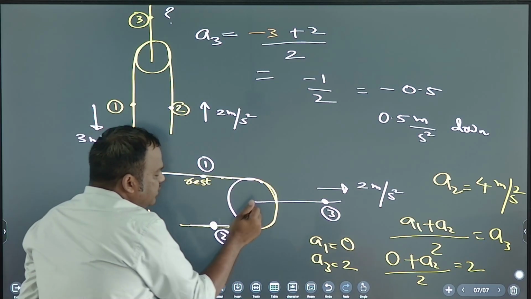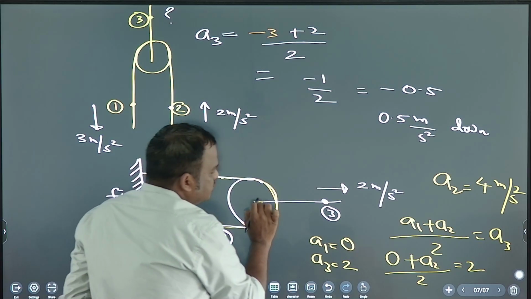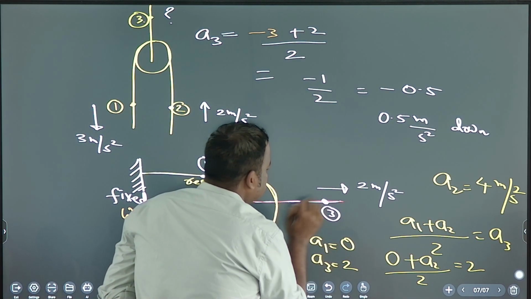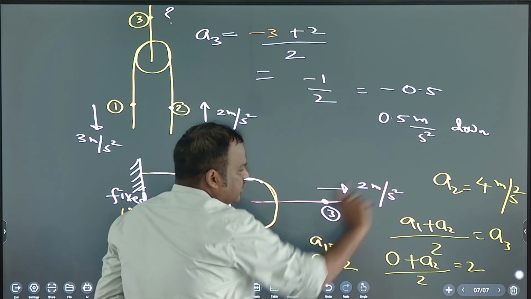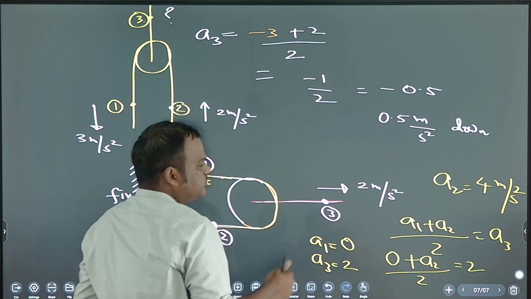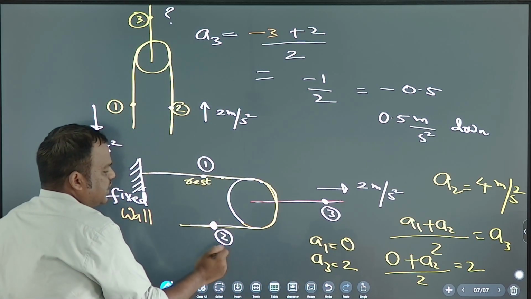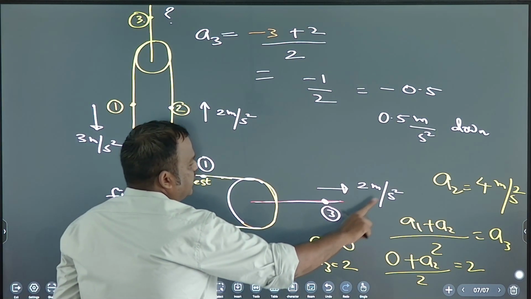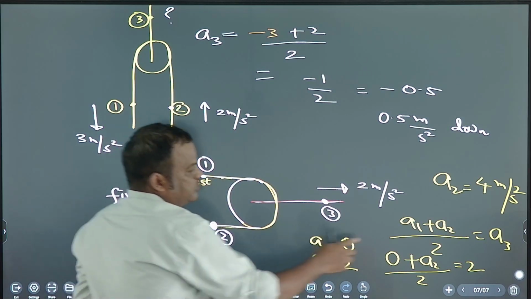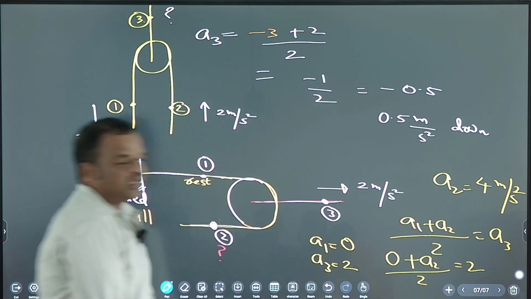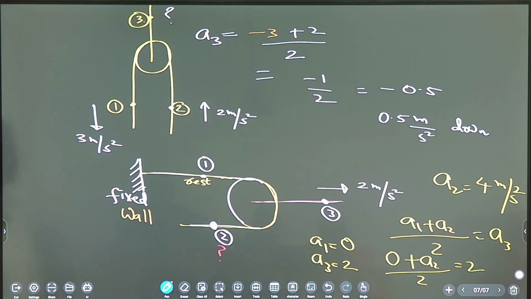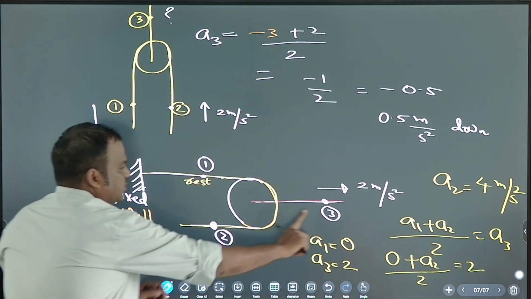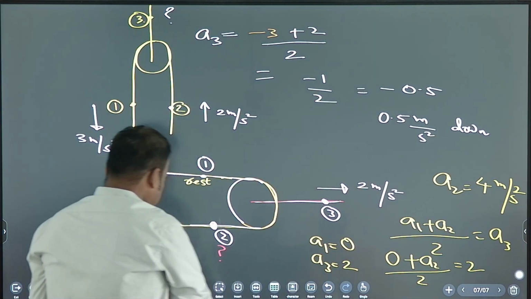Now this is the pulley. Another string is there. This string is going right with 2. So what is the acceleration of point 2? Point 3 is going right side with 2. So A1 plus A2 by 2 is equal to A3. Clear? Understood? So the answer is 2 into 2, 4.